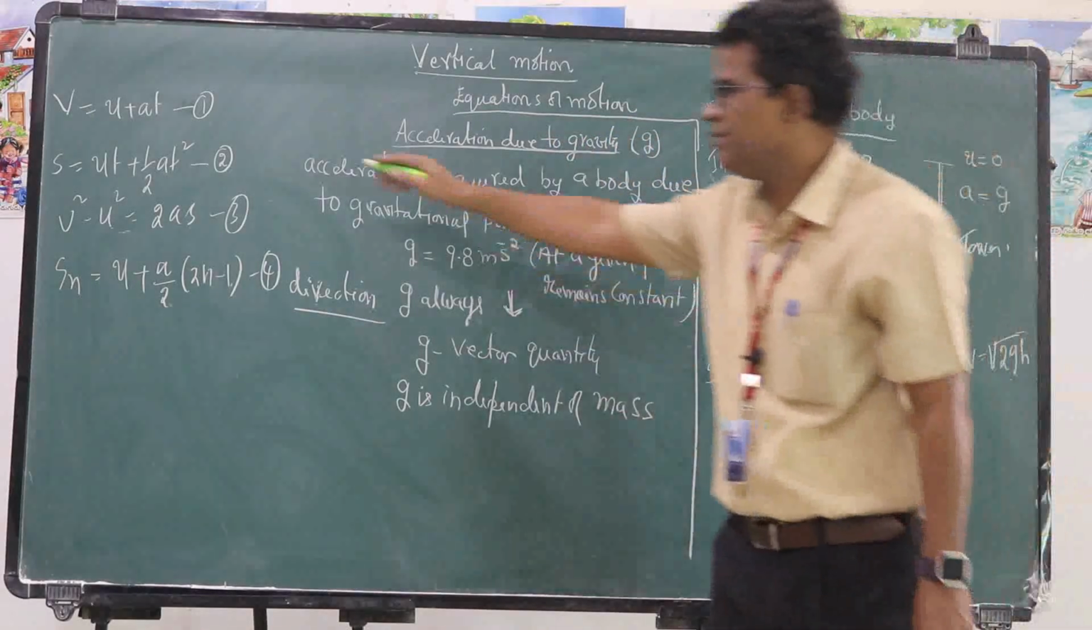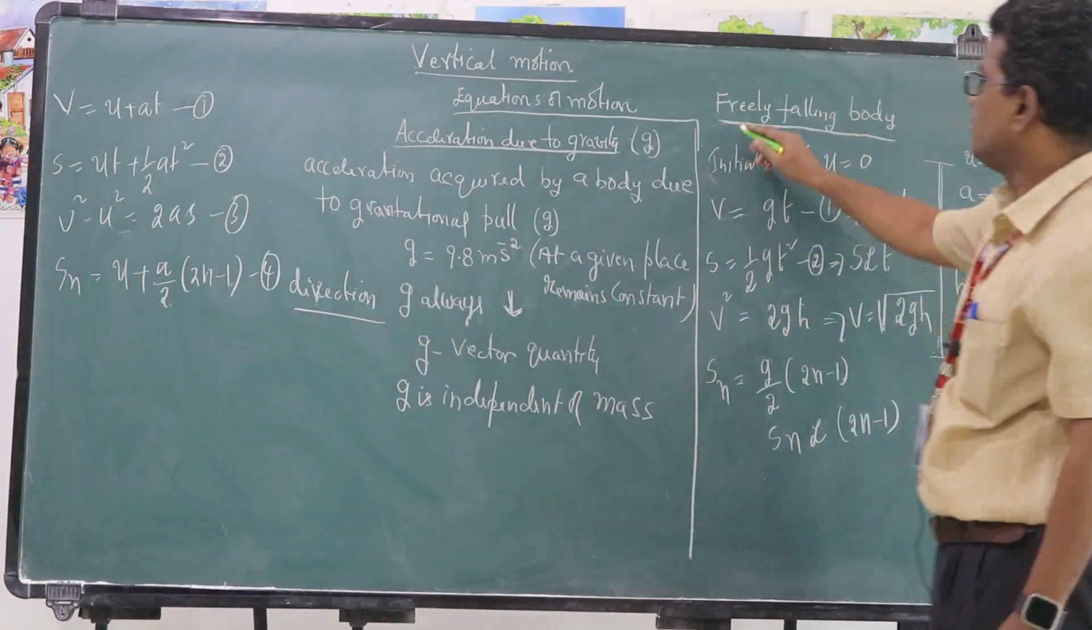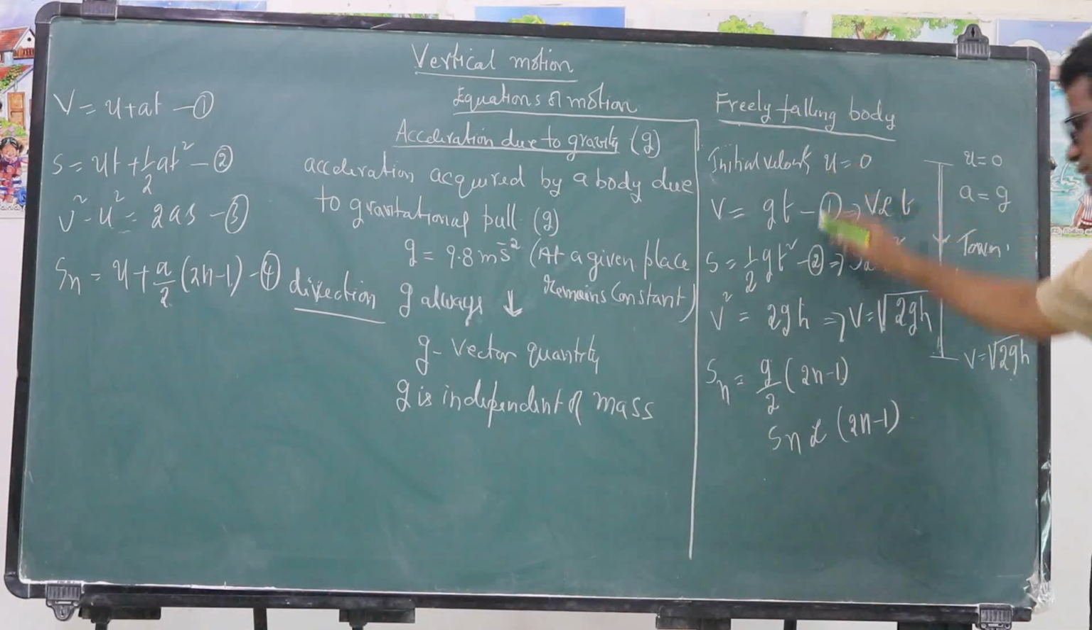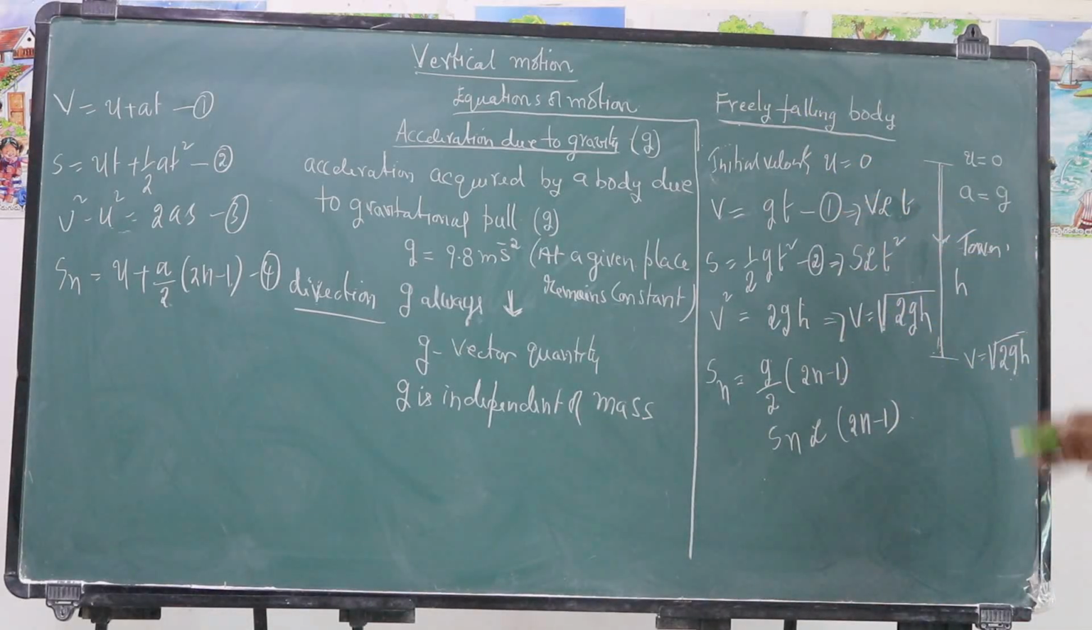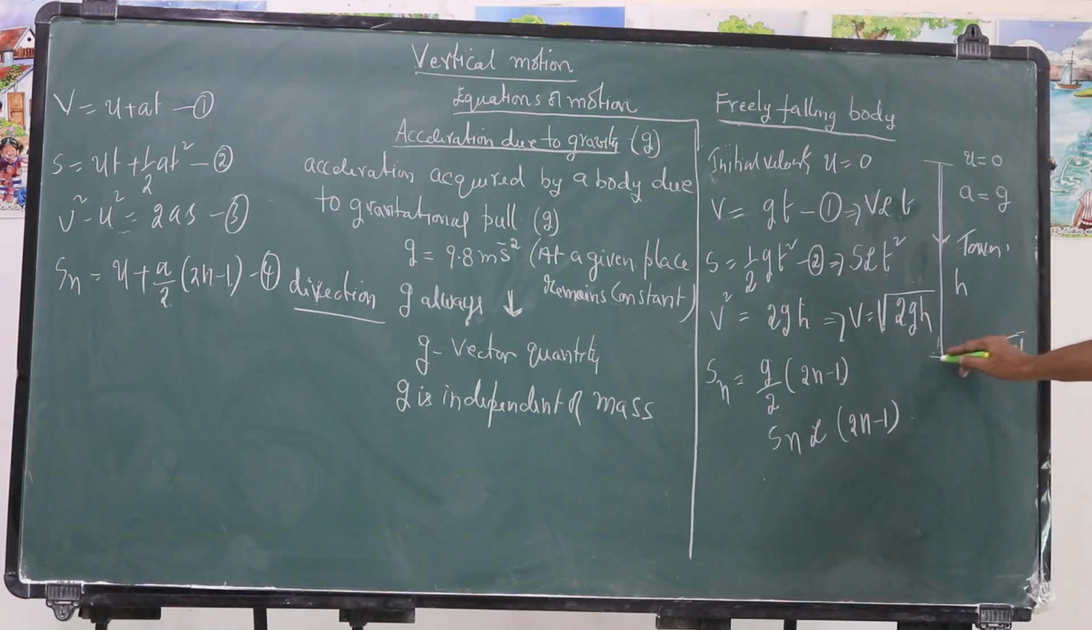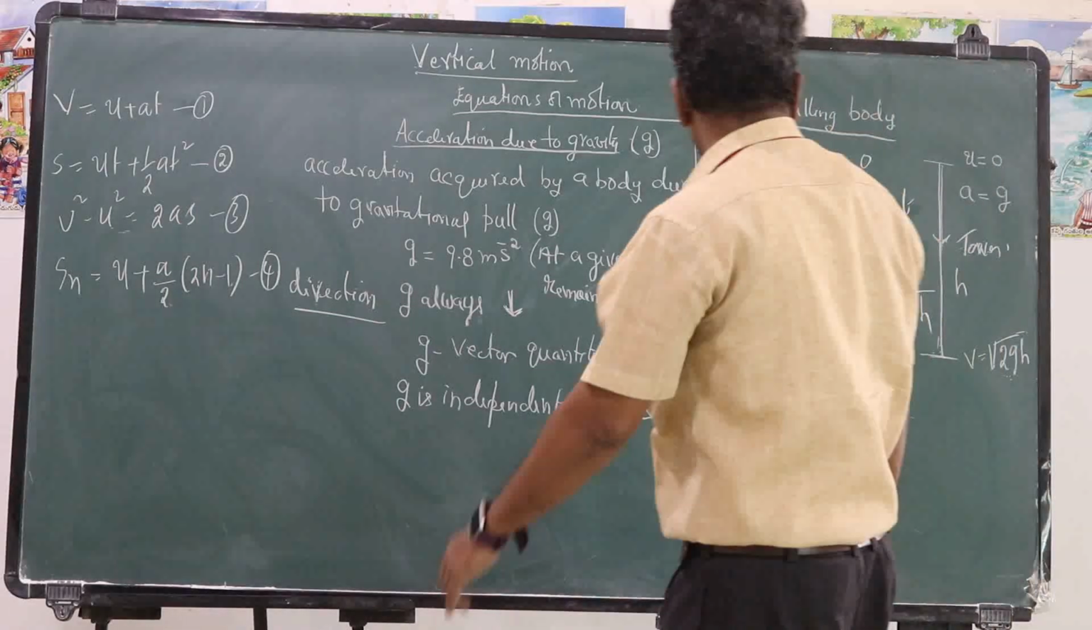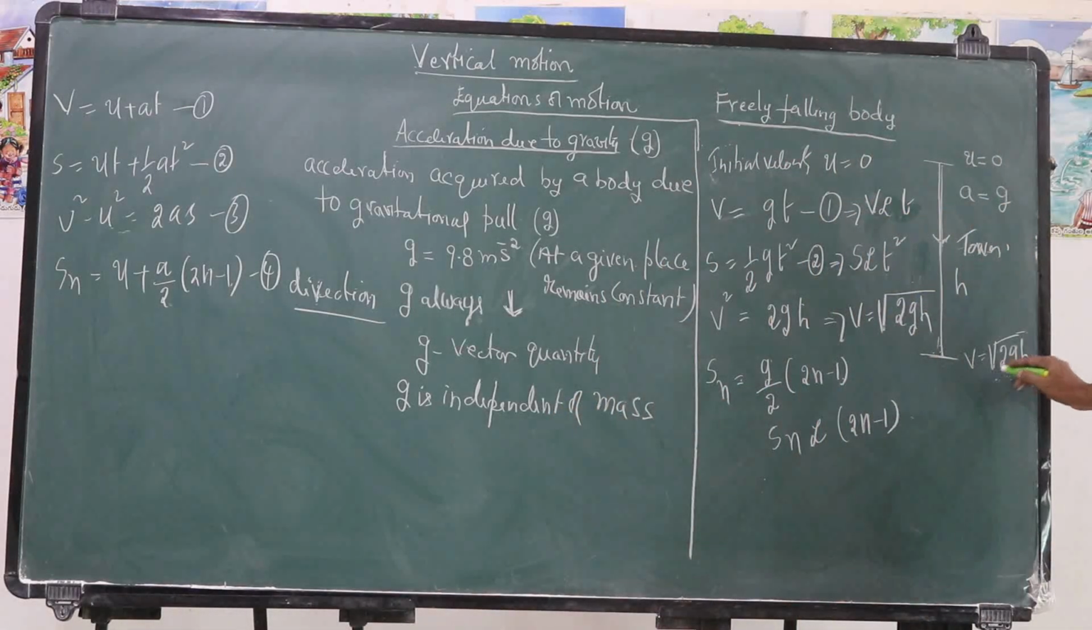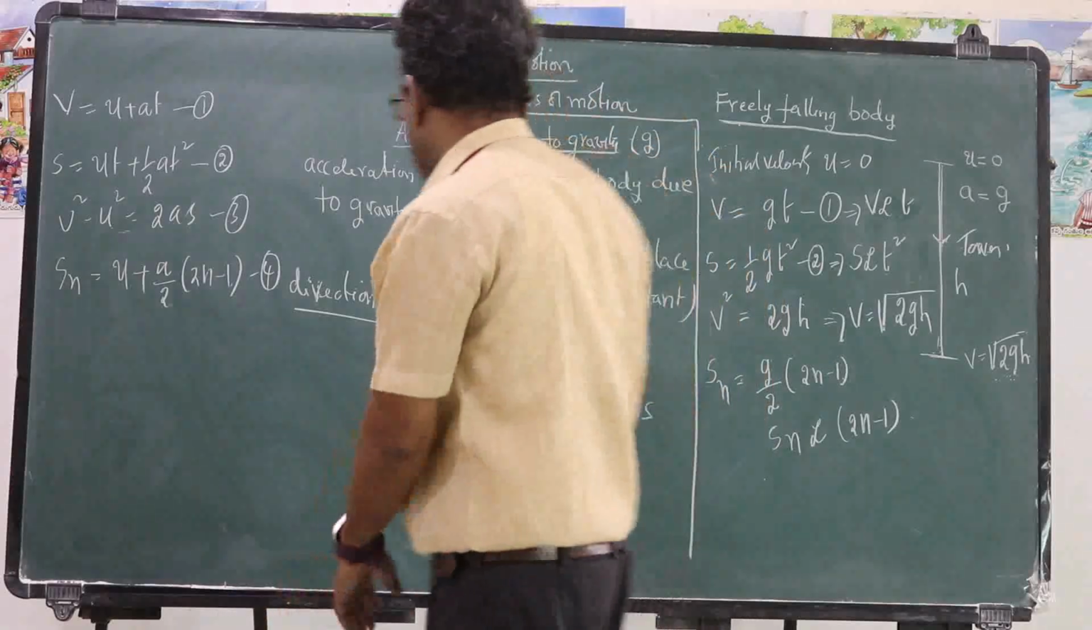These are the equations I am applying for a freely falling body. Then you will get these equations. From these equations you will see with what velocity it will hit the ground. So a body is dropped from a height h, with what velocity will it hit the ground? Square root of 2gh.